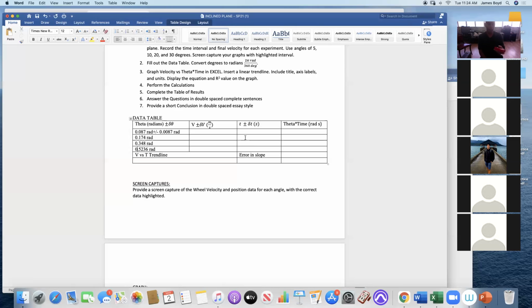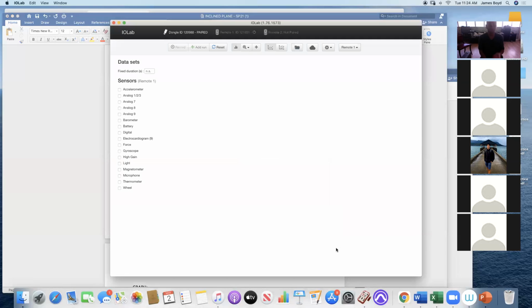Turn on your iLab. Start your software first. Then just set it on the book, drop it, and let it roll down. When you let it roll down, catch it with your hand, but drop it from rest.